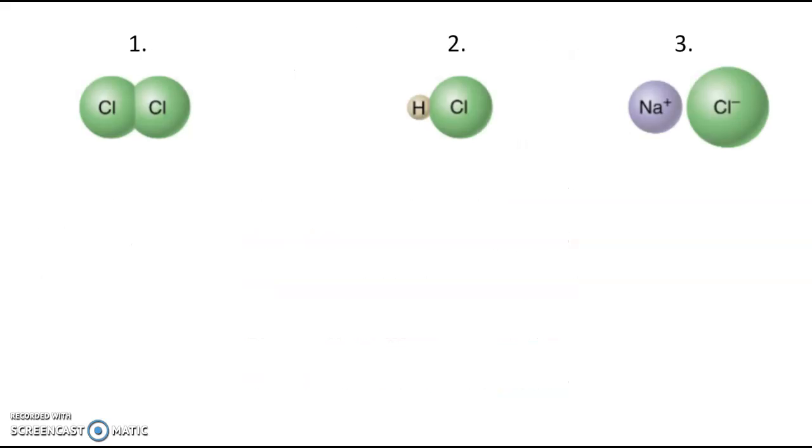Now we want to start applying this idea of electronegativity and the difference in electronegativity to some molecules and compounds, so we can understand how it affects chemical bonds and the way chemicals behave. Here we have three different compounds. The first one we have is chlorine, Cl2. The second one is hydrochloric acid, HCl. And the last one is sodium chloride, NaCl.